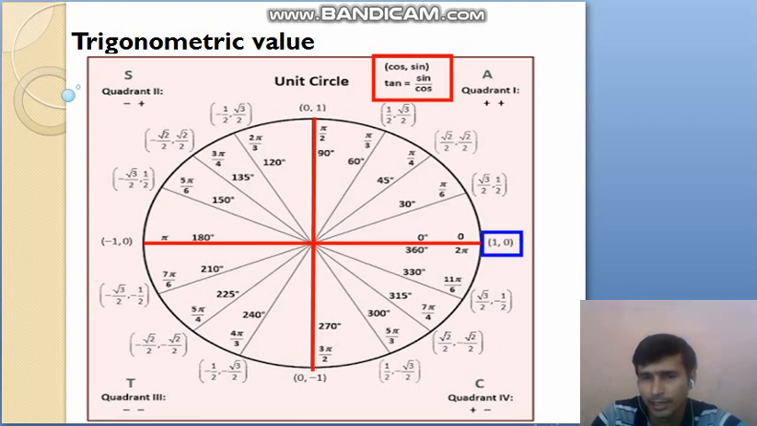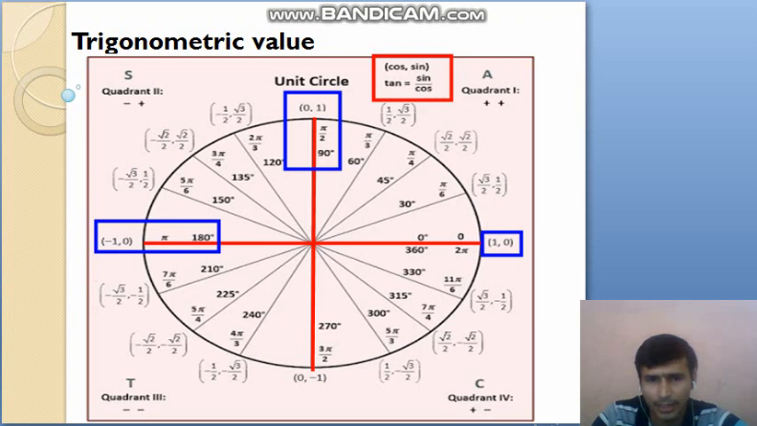Here the angle is 0 degree, x coordinate value is 1 and y coordinate value is 0. So cos 0 degree is equal to 1 and sine 0 degree is equal to 0. Similarly, cos 90 is equal to 0 and sine 90 is equal to 1. Similarly, cos 180 is equal to minus 1 and sine 180 is equal to 0. Same way, cos 270 or cos 3 pi by 2 is 0 and sine 3 pi by 2 or sine 270 is minus 1. So you can remember these values easily.